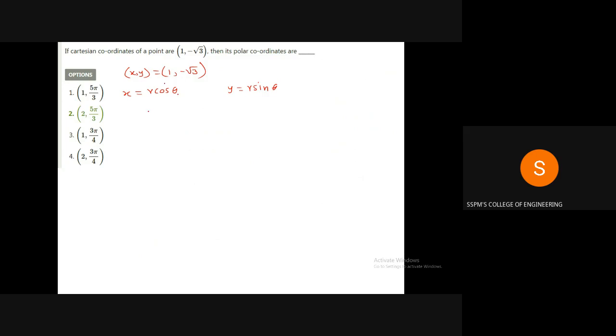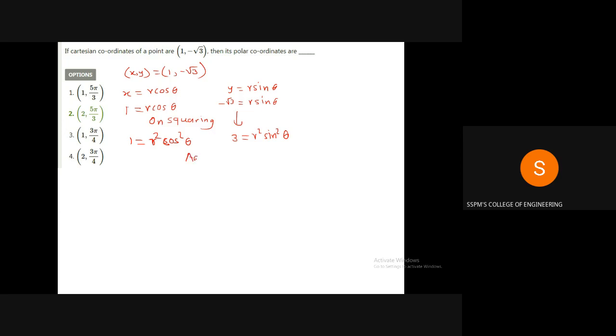Therefore x is equal to r cos theta and y is equal to r sin theta. So what is the value of x? It is 1. 1 is equal to r cos theta, and the value of y is minus root 3, equal to r sin theta. So we will square them. We get 1 is equal to r square cos square theta, and squaring the other term, minus root 3 squared is 3, equal to r square sin square theta.